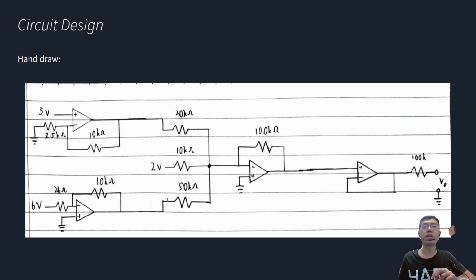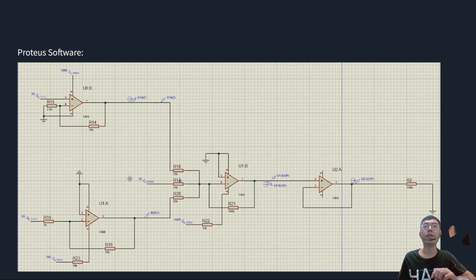Each of the operational amplifiers is applied with a different function. The upper left side is a non-inverting op-amp, the inverting op-amp is at the bottom left side, the middle one is a voltage summing op-amp, and the last one here is a voltage buffer. And here is the circuit design in the Proteus software. It is almost the same as the hand-drawn version, but it is added with the supply voltage for each operational amplifier.